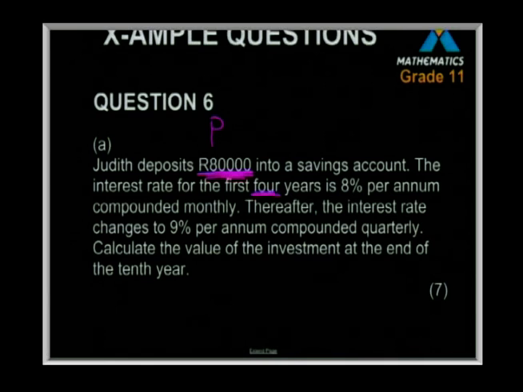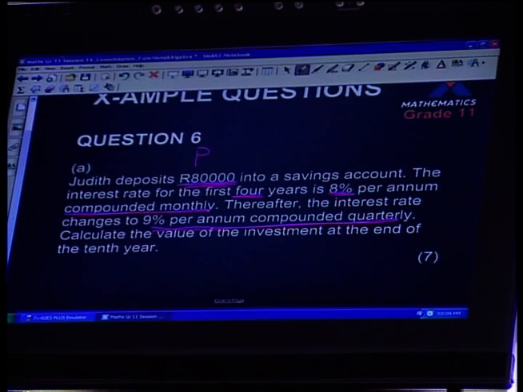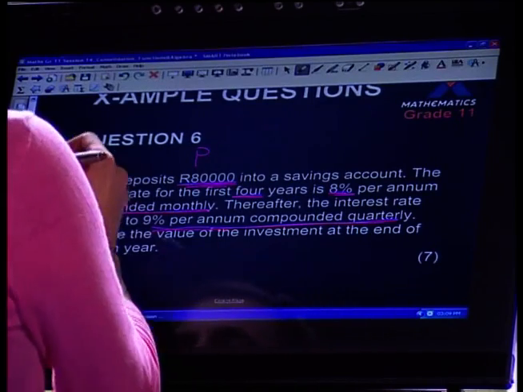So let's say 8% and monthly. That's very important. Thereafter, and this is what happens in real life, interest rates don't stay the same. The interest rate changes to 9% per annum compounded quarterly. Calculate the value of the investment at the end of the 10th year. Now, this might not be such a complicated calculation, but the moment some things start changing, I find it very useful to draw a timeline. It'll only take you a second, and use that to make sure that I'm keeping track of things properly.